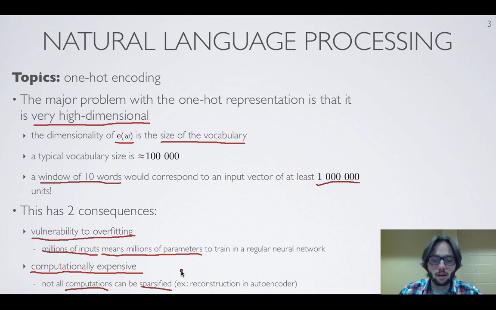However, there are other operations. So for instance, the reconstruction in an autoencoder, where we'd want to reconstruct this whole window of words, cannot be sparsified easily and trivially. If we did an autoencoder, we would actually need to reconstruct each of the elements in this vector of a million. And so those are the two consequences of using this basic one-hot representation, and these are issues that we'll try to tackle in the different algorithms and ideas we'll see in the following videos.